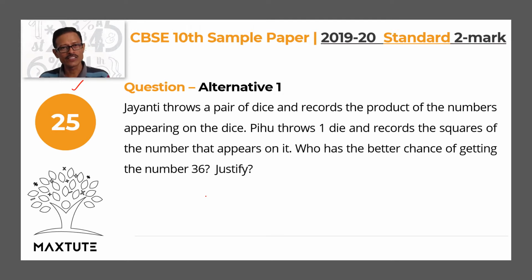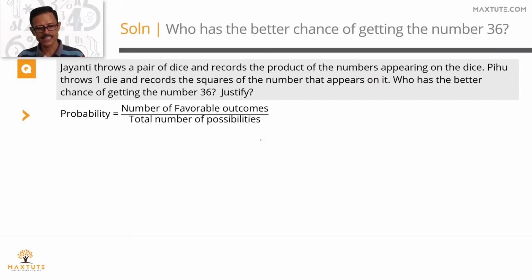Justify. All we are going to check out is the probability that Jayanti gets a 36 in the way that she is throwing the dice. And we're going to find out the probability that Pihu will land up with a 36 when she throws a die and squares a number on it. Whoever has got a greater probability has a better chance of seeing that number 36. Let's get moving. Let's compute the probability for Jayanti.